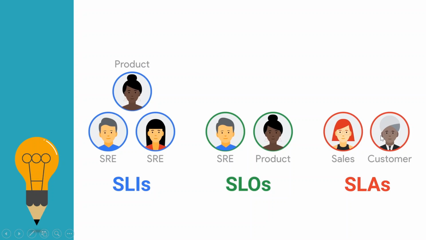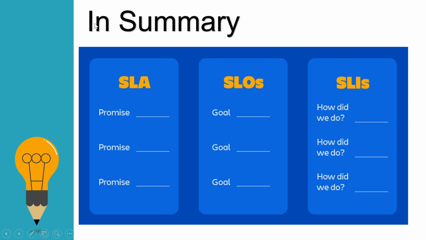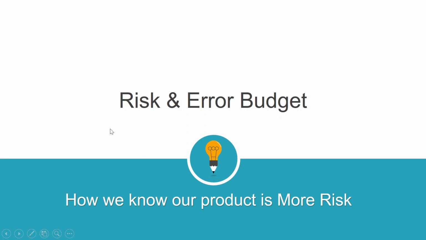In summary, SLIs are how we did, which mainly depends on the architecture and the things we are using in our architecture, the programming, everything. And SLOs are, as developers, our goal. We need to achieve that, so we need to set our SLOs. And SLA is the promise to the customers from the business side. Okay, and the next thing is risk and error budget.